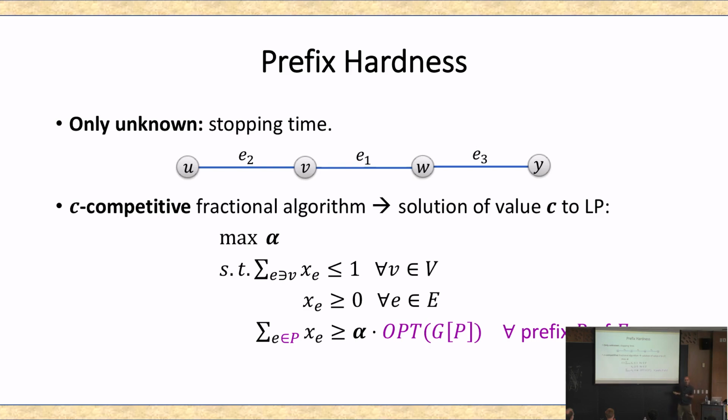Good, so now if I want to show that no deterministic algorithm can do better than something, I can just give you a graph, give you an arrival order, solve this LP, and I tell you, look, no algorithm can do better than 0.5 something.